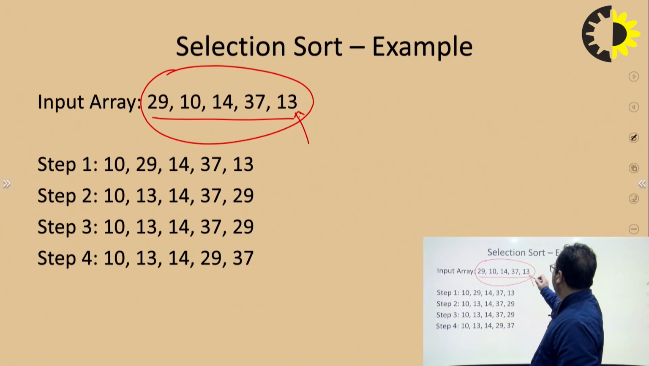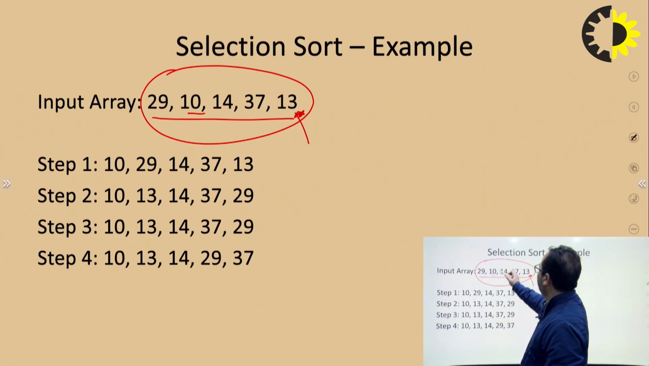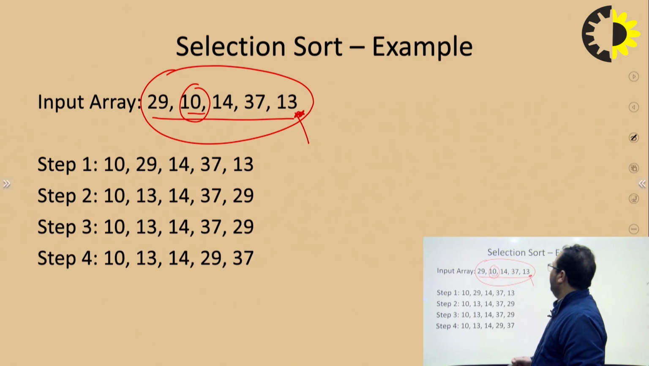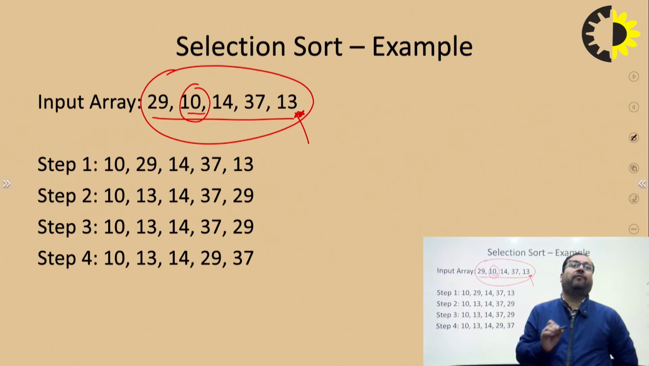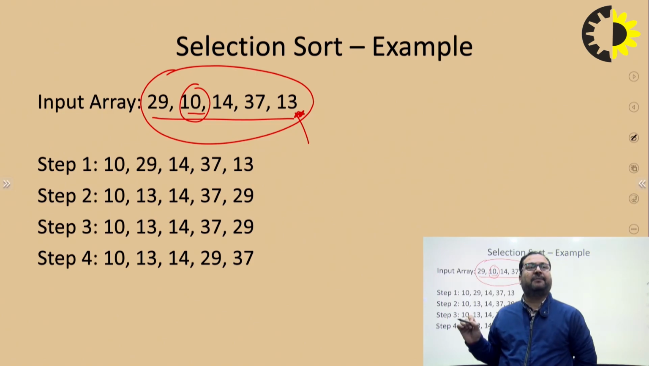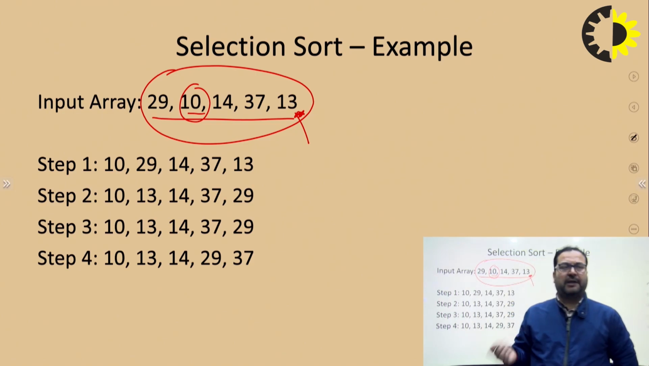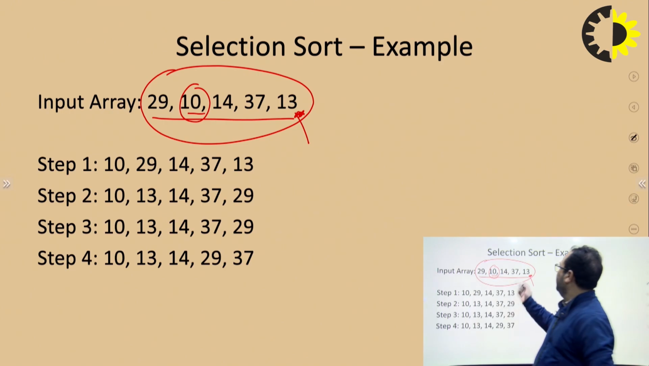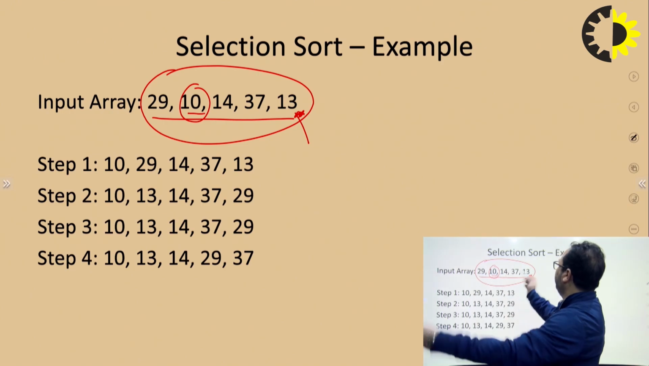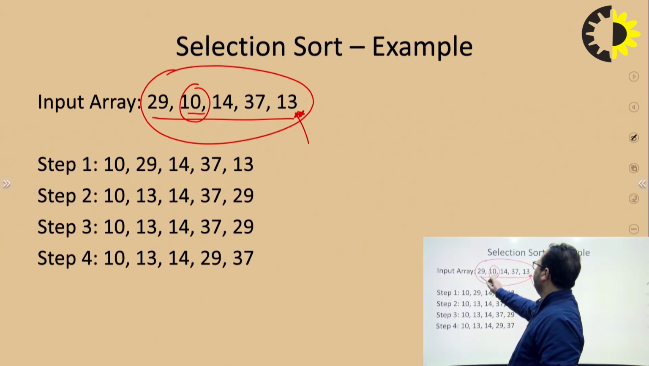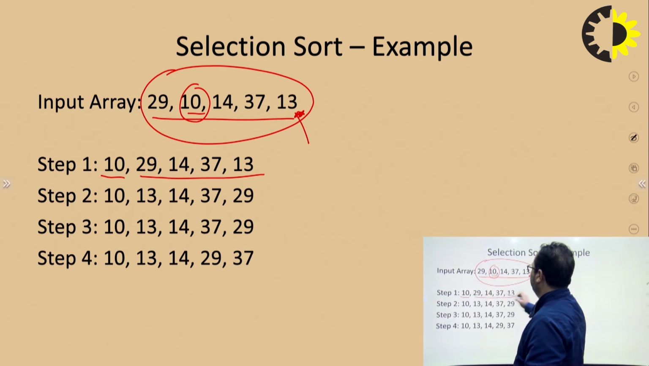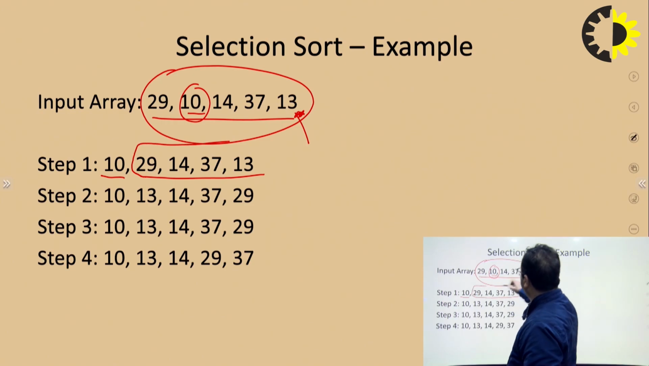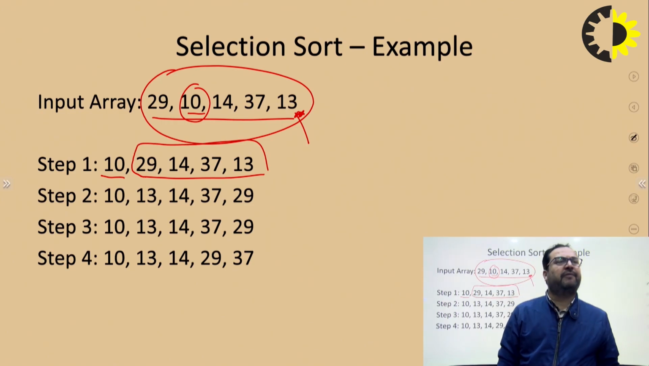Sorry, not 13. Here the minimum is 10. In selection sort, we find the position of the minimum element. And what is the minimum element? Here the minimum is 10, not 13. So we simply swap with the first element, 10 and this one. So we got the minimum, and that minimum should be at the first position.